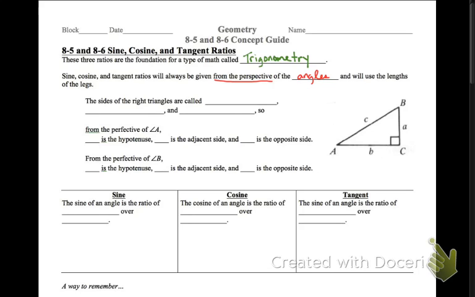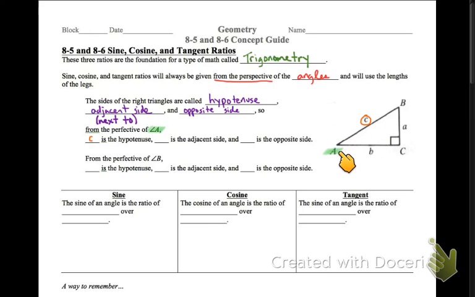Okay. Before we start talking about the ratios, we need to make sure we understand the perspective. The three sides of the triangle from the perspective of the angles will be either the hypotenuse, the adjacent side, adjacent means next to, like those adjacent angles, and opposite side. So from the perspective of angle A, we will have a hypotenuse, adjacent, and opposite sides. Which one is the hypotenuse? Well, that doesn't change. Hypotenuse is always the side that's opposite the right angle. So C is the hypotenuse.